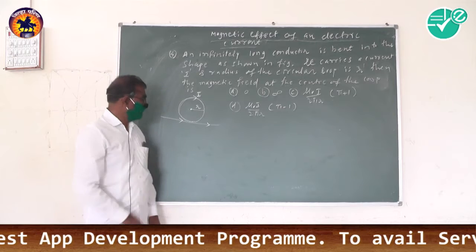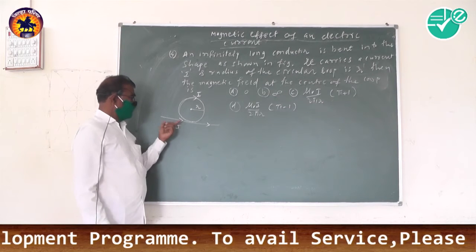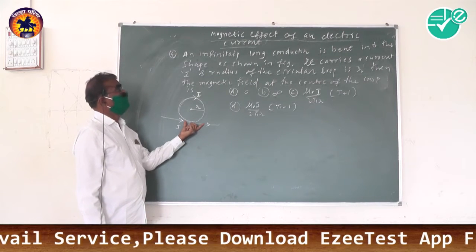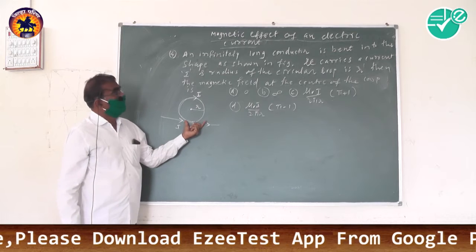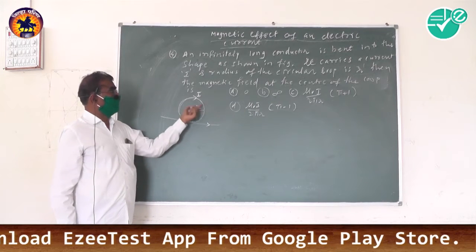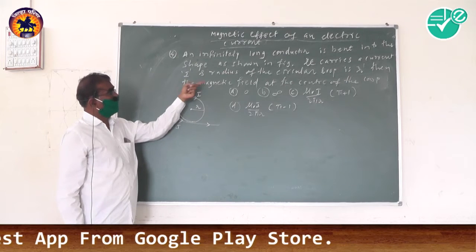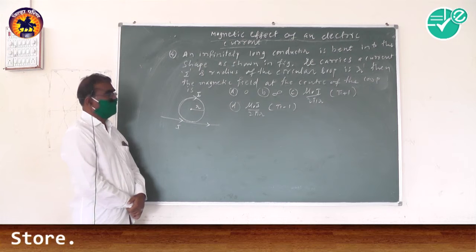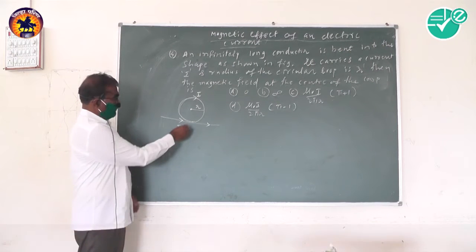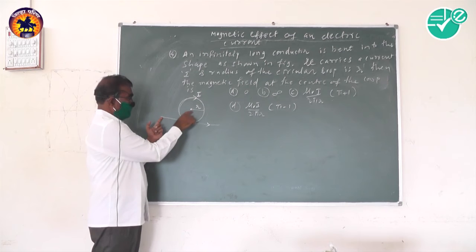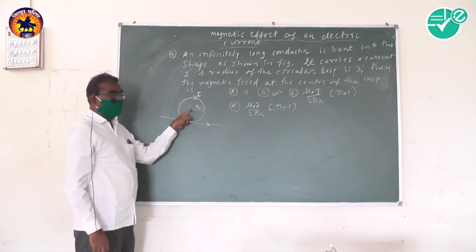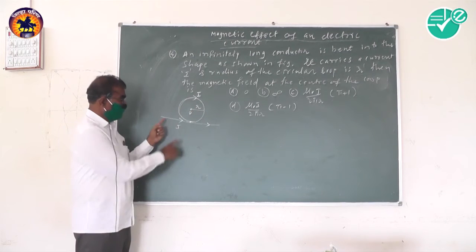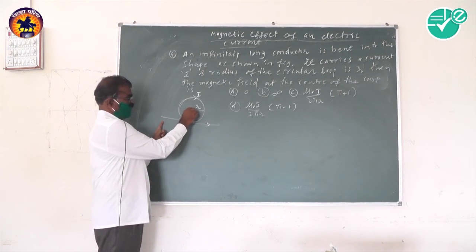We know that a straight conductor carrying a current I is bent into the shape of a ring. It carries a current I, and the radius of the circular loop is r. Then the magnetic field at the center of the loop is due to the straight conductor at a distance r.